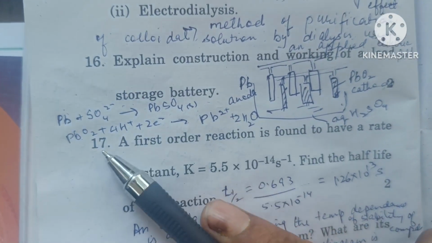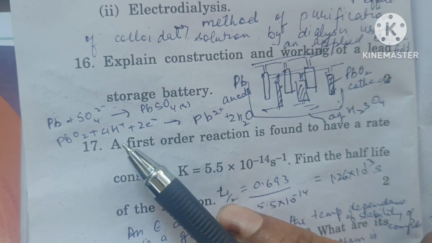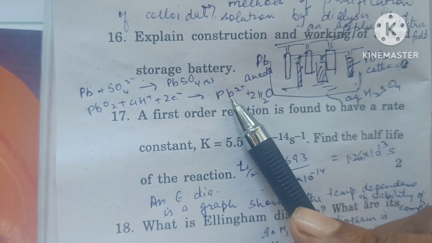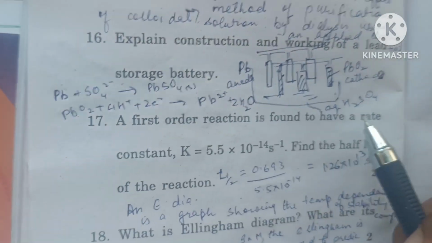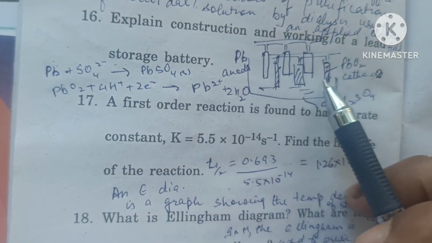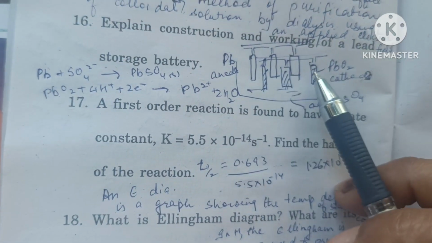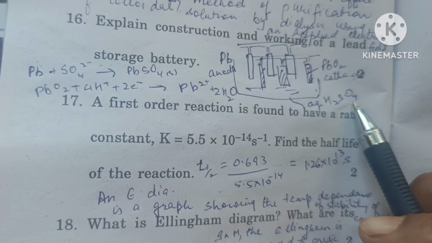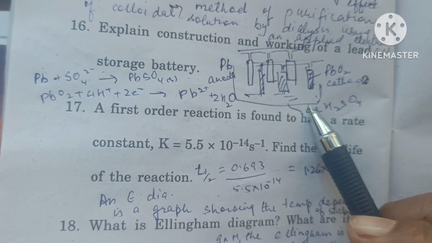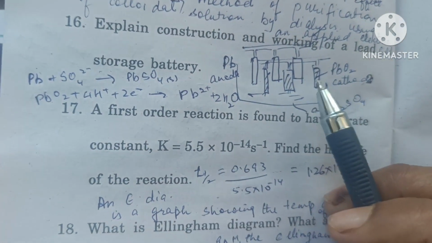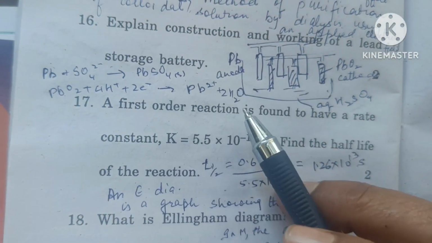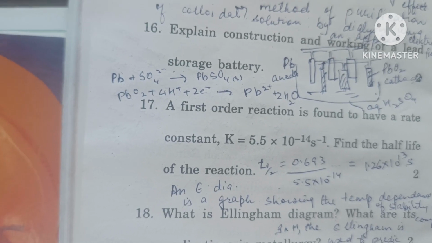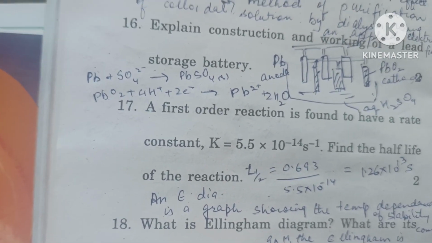form lead sulfate. At cathode, lead dioxide will take up electrons in presence of H plus ions to form lead ions. These again react with sulfate ions to form lead sulfate. During this process, current is produced. When the density of sulfuric acid gets reduced, this battery has to be recharged. In that case, the opposite reactions occur, and the battery is again fit for discharging and producing current.